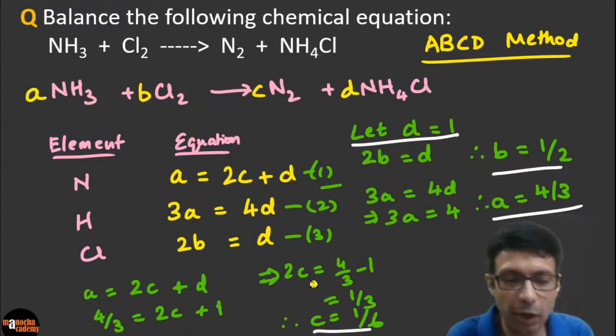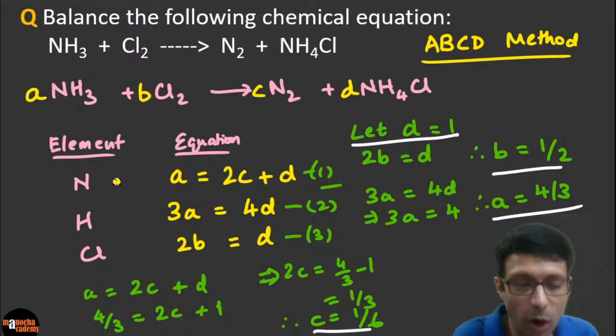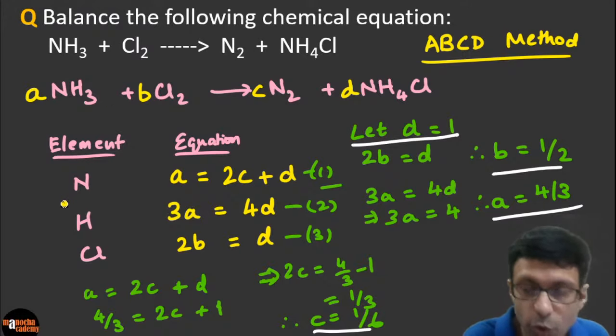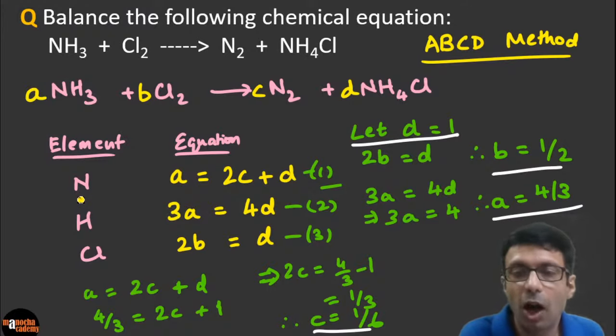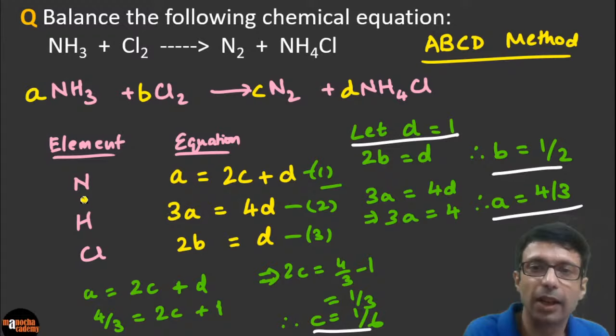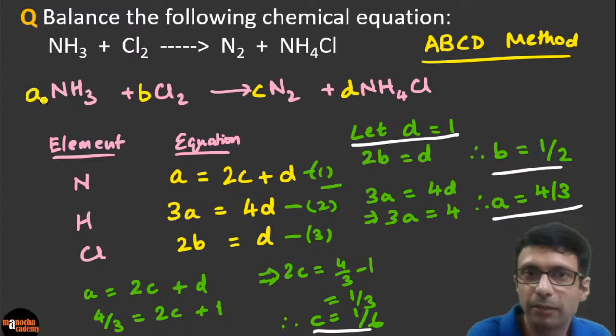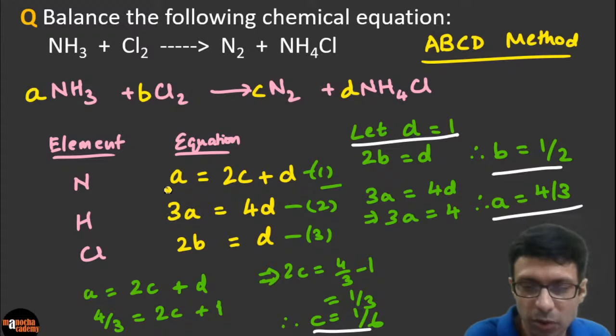How can you form the equation? You're given the equation, you just add A, B, C, D. How do we form these equations? You go element by element. Very simple. Look at my table. Nitrogen, if you take, how many atoms of nitrogen are there on the left? 1 into A, because A is ammonia. So see, A.